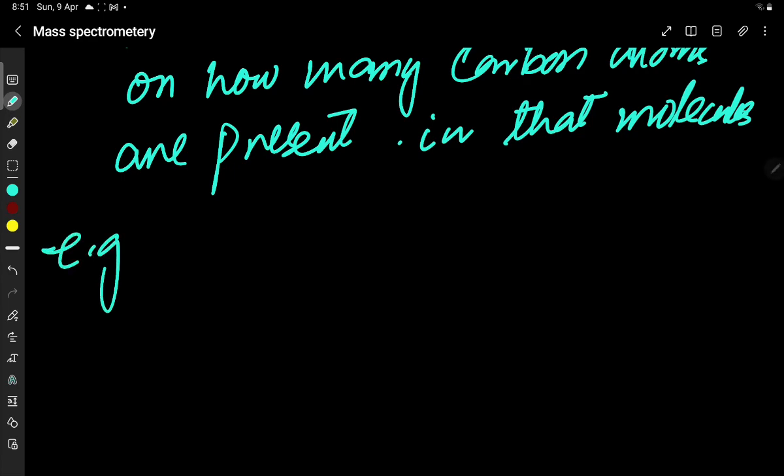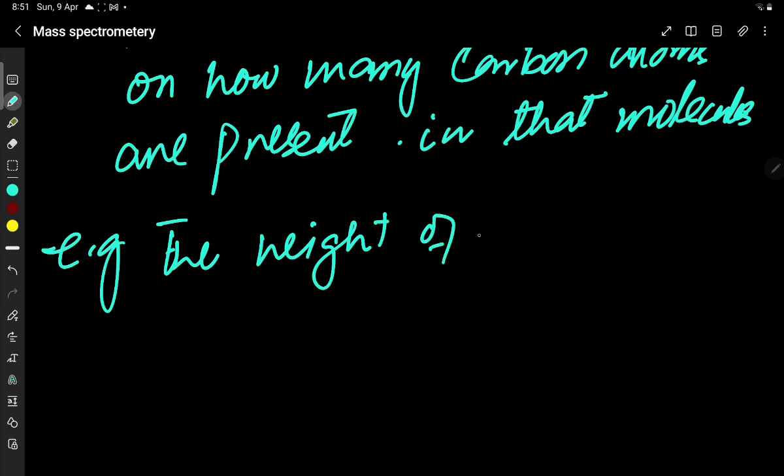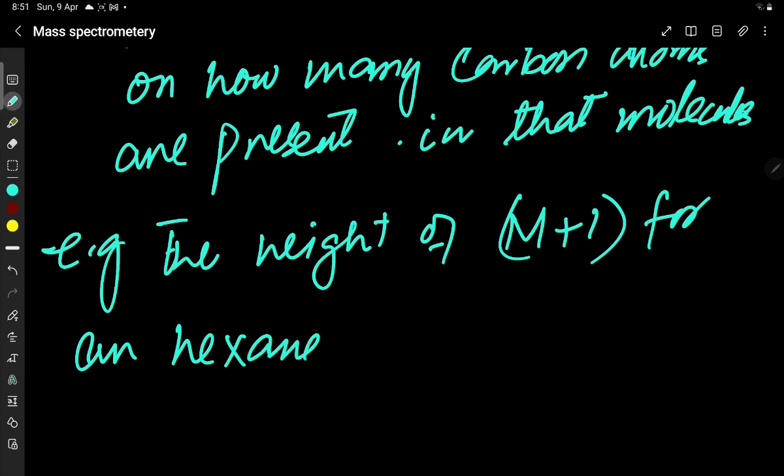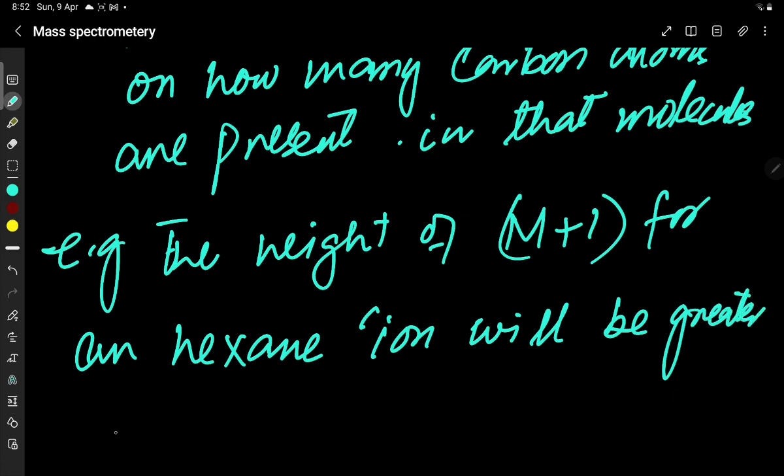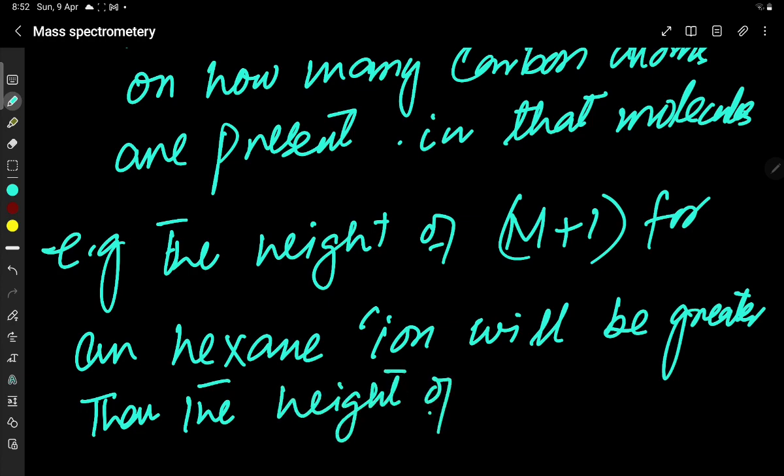So for example, the height of M plus 1 for hexane, containing 6 carbon atoms, will be greater than the height of M plus 1 of ethane.